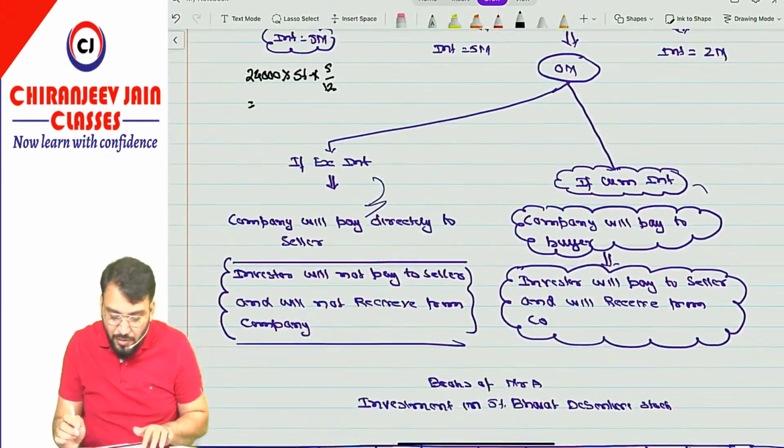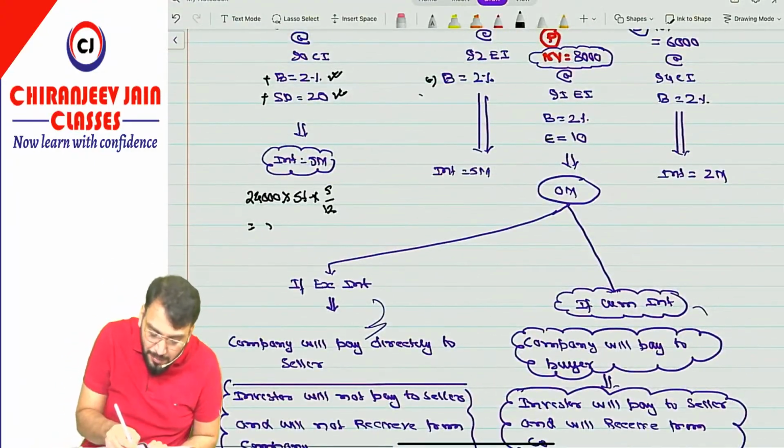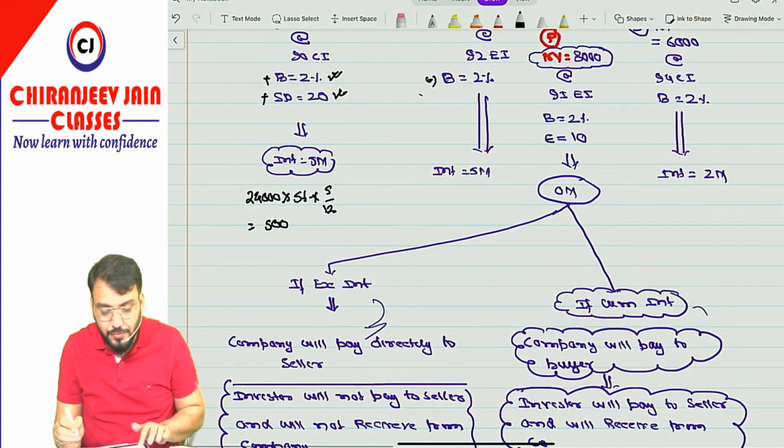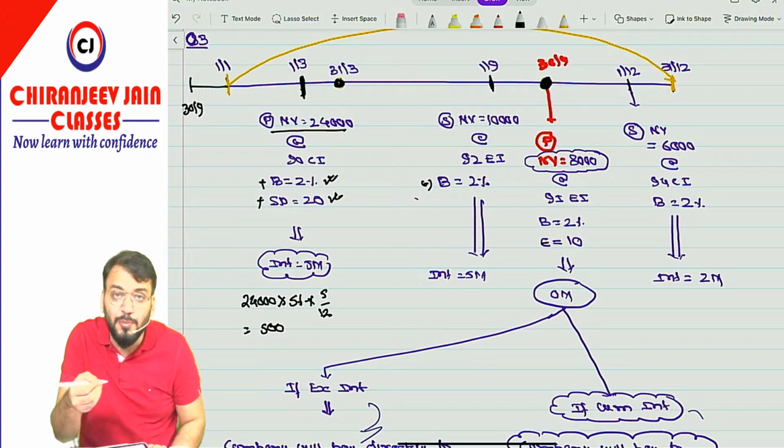So that we can calculate. I have already calculated. This will come 500. This will come 500. Understood? Yes sir. Then on 1st September, can you say some investment was sold?